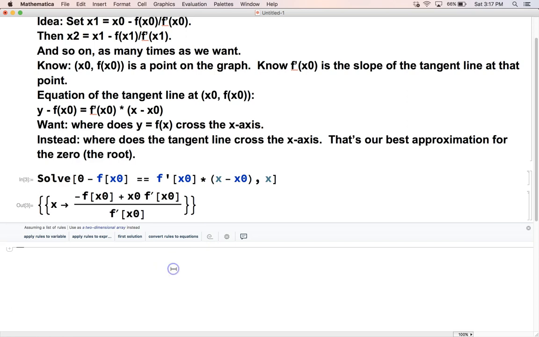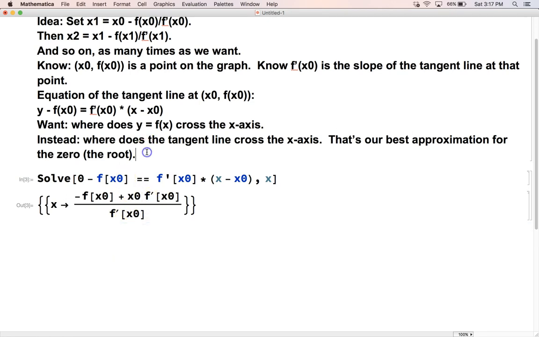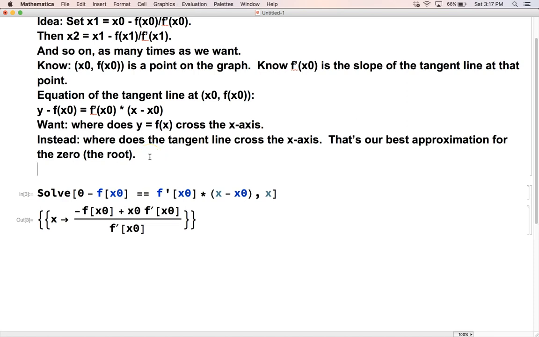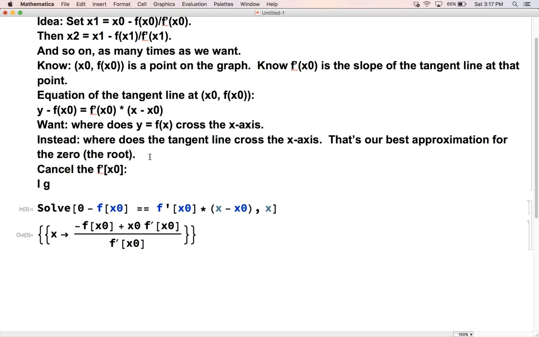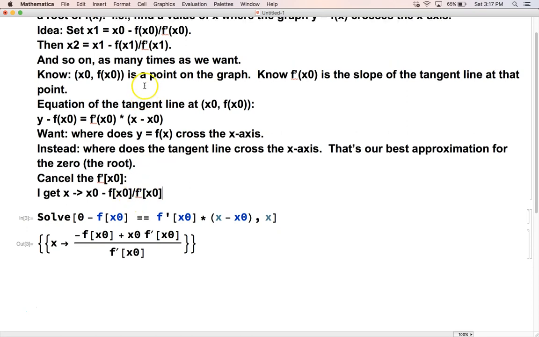So let me write that out in less strange terms. I can cancel out these two f primes. If I cancel the f prime of x0s from the top and the bottom, what do I get? I get that x is, let me rearrange it, x0 minus f of x0 divided by f prime of x0. So that's exactly what I got before. That's exactly what I wrote up here for my next iteration.